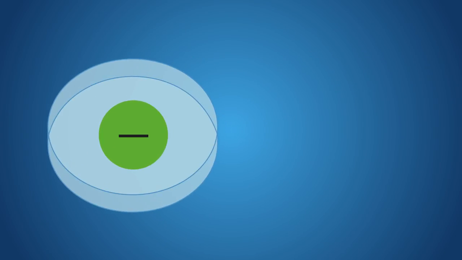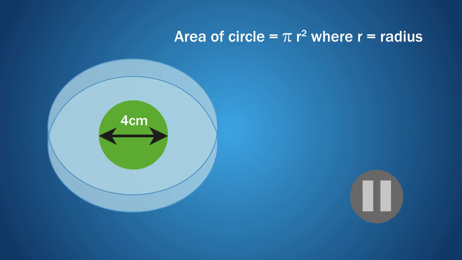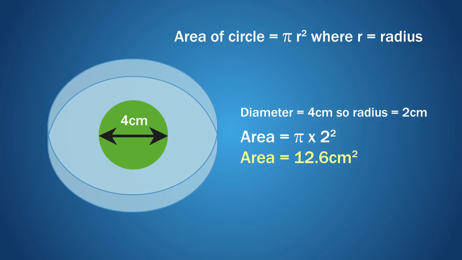Can you work out the cross-sectional area of this colony? Pause the video, work it out and click play when you're ready. Did you get 12.6 centimeters squared?